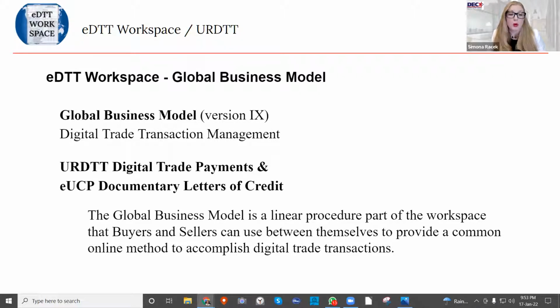The Global Business Model is divided into the buying and the selling process. It can be used to manage either URDTT digital trade payment transactions using the URDTT e-rules, or to manage EUCP documentary letter of credit transactions using the EUCP guidelines.